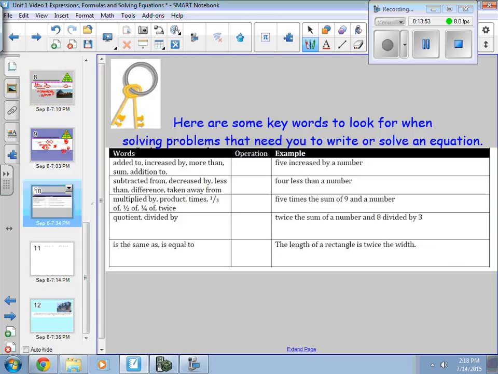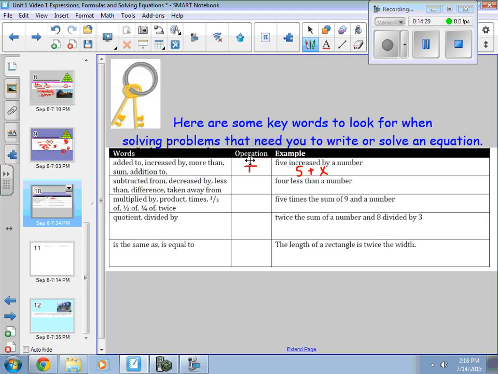All right. In other word problems, you might get some keywords, so we want to know what some of these keywords are. Anytime you hear the words added to, increased by, more than, sum, in addition to, those are all keywords for adding, plus. So if you see one like 5 increased by a number, we would write that as 5. Increased by means plus. A number is something we don't know, so you could use a variable like n or x or whatever variable you want. I'm going to use x.